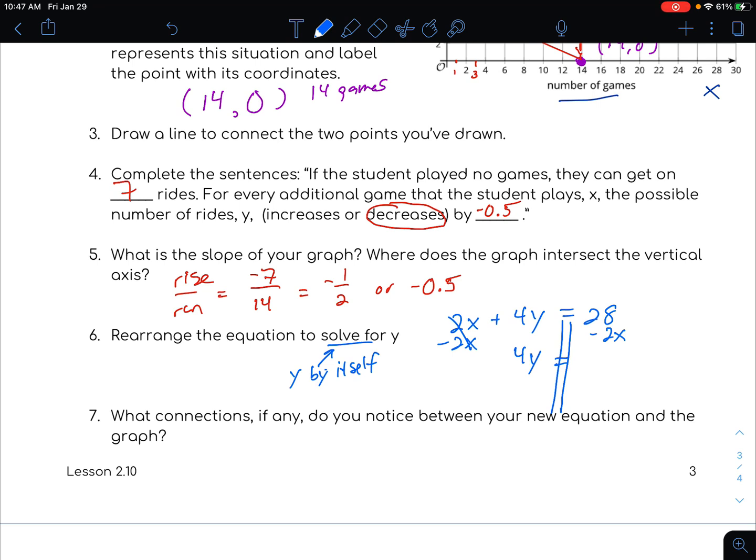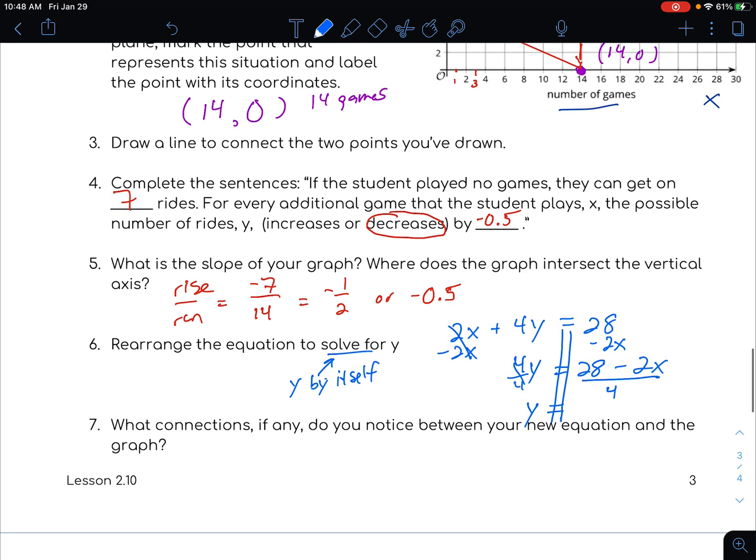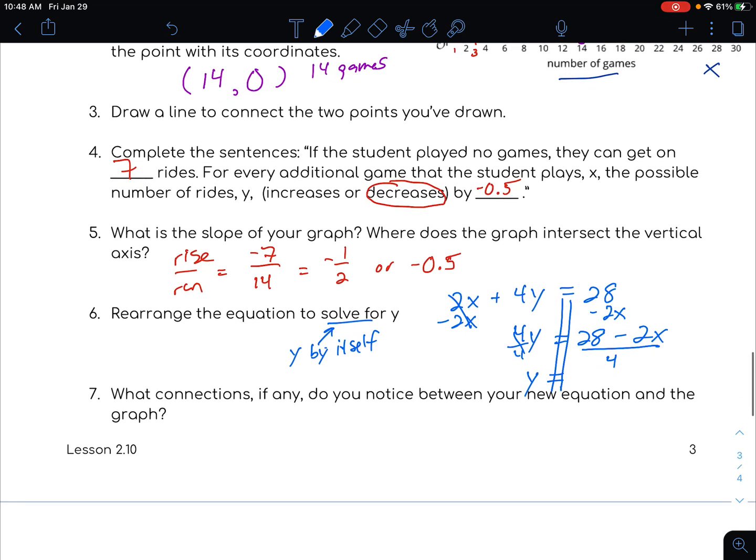Remember, these are not like terms on the right side of the equation. One has a variable x and one doesn't, so we keep them separate, 28 minus 2x. And then we have one more step because we still need to get y by itself, so we have to undo multiplying by dividing both sides by 4. And when we do that, we could leave the equation like this, 28 minus 2x all over 4.